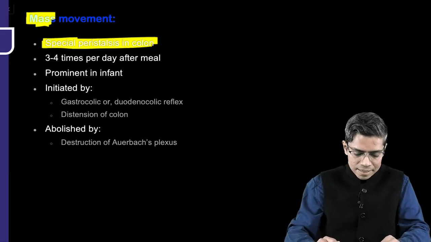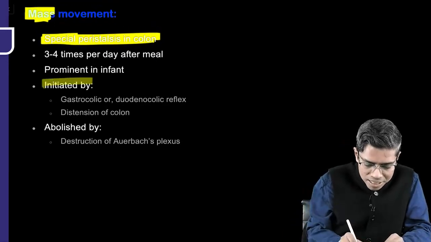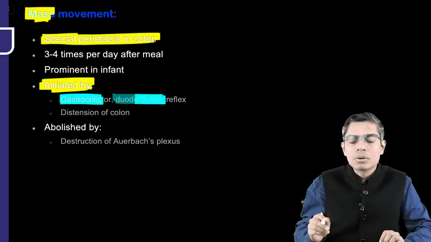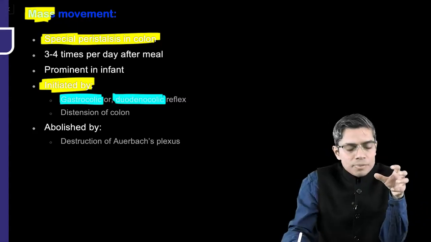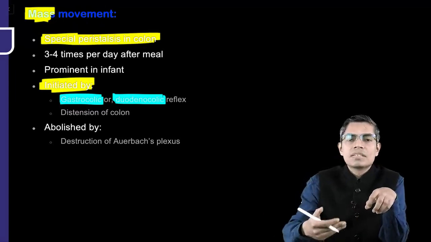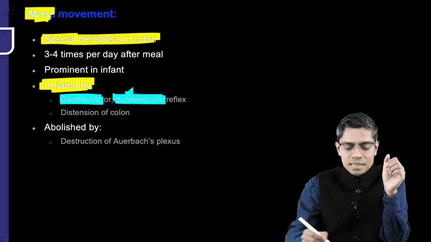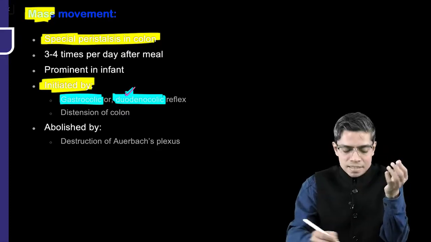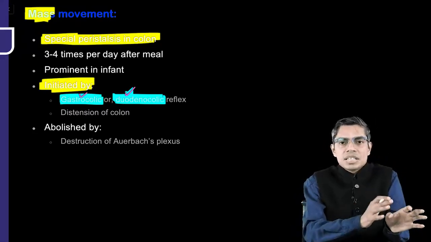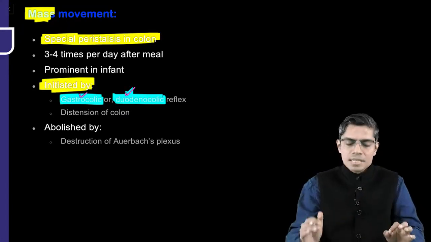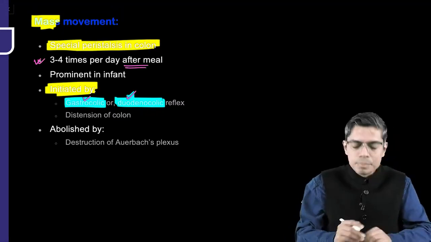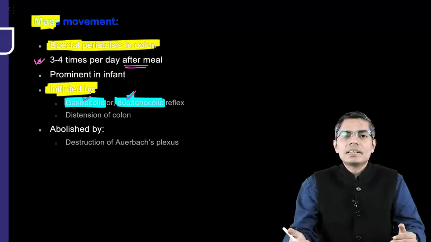So that's why it is said that the mass movement is initiated by the gastrocolic reflex or duodenocolic reflex. Gastrocolic: whenever food enters the stomach, the colon starts its motility, or when food is present at the level of the duodenum, the colon motility increases. That's why this is the gastrocolic and duodenocolic reflex, which is nothing but the initiator event of the mass movement. This mass movement is very, very prominent in infants, and that's why you must have seen that just after a meal, the infant defecates.